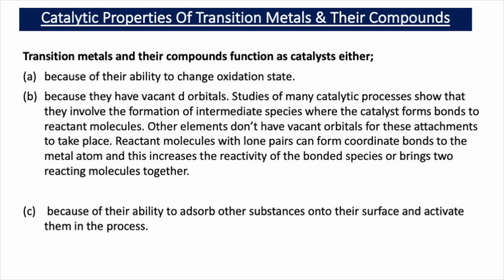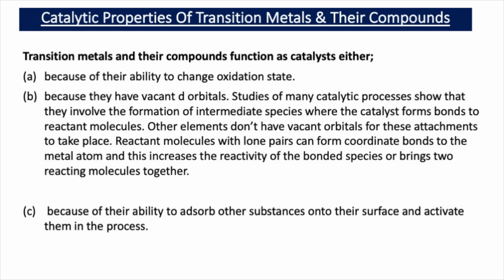So now let's explore the different reasons why transition metals and their compounds can act as catalysts. The first reason is that transition metals have the ability to change oxidation state. This property is very useful because it means that the catalyst can either oxidize or reduce reactant molecules. And this enables it to make the reaction go by a different pathway with a lower activation energy. In these processes, the catalyst is regenerated because the product of the oxidation or reduction is then reacted with other molecules to form the catalyst again.